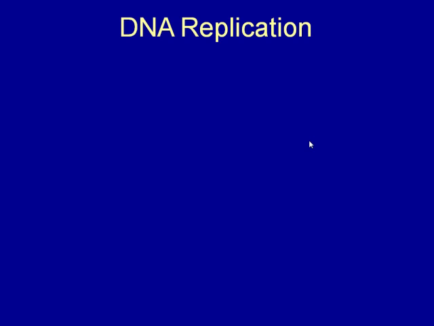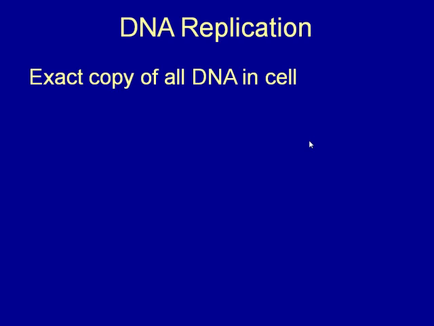Let's talk a little bit about DNA replication. This means we need to make an exact copy of all the DNA that's in the cell. The DNA is the blueprint for the cell. The cell can only do what it's supposed to do if it has the same DNA as every other cell that it came from. So we have to have a mechanism for copying that blueprint and faithfully passing it on to every cell that's manufactured.